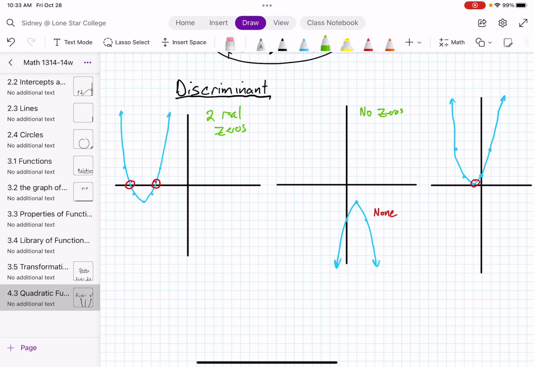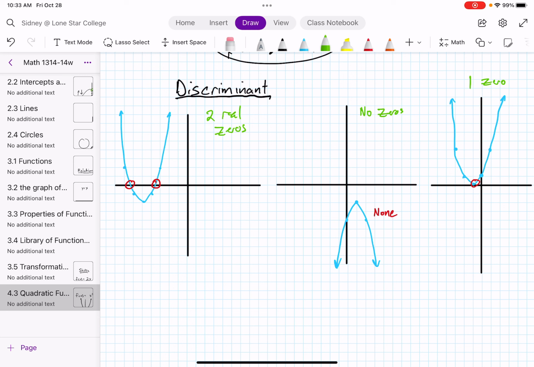So if you look at this parabola, it's downward facing and its vertex is below the x-axis. As it goes down, it's concave down, they're never going to touch the x-axis at all. And it's also possible to have exactly one zero, and that occurs when the vertex of the parabola is actually sitting on the x-axis. So we can have two zeros, no zeros at all, or exactly one zero.